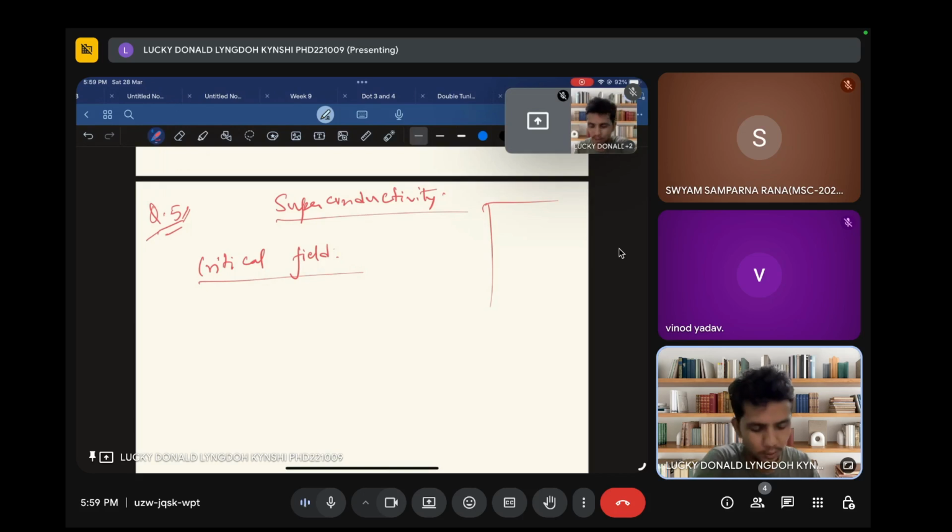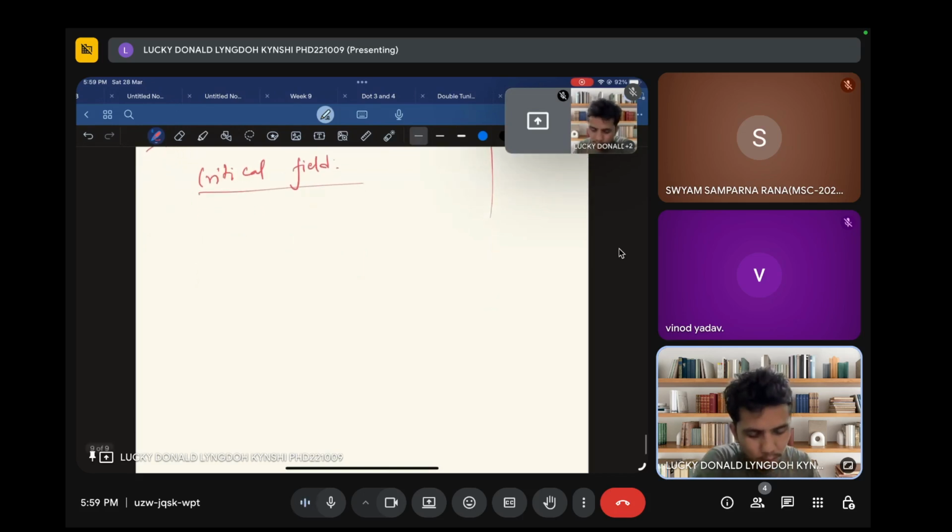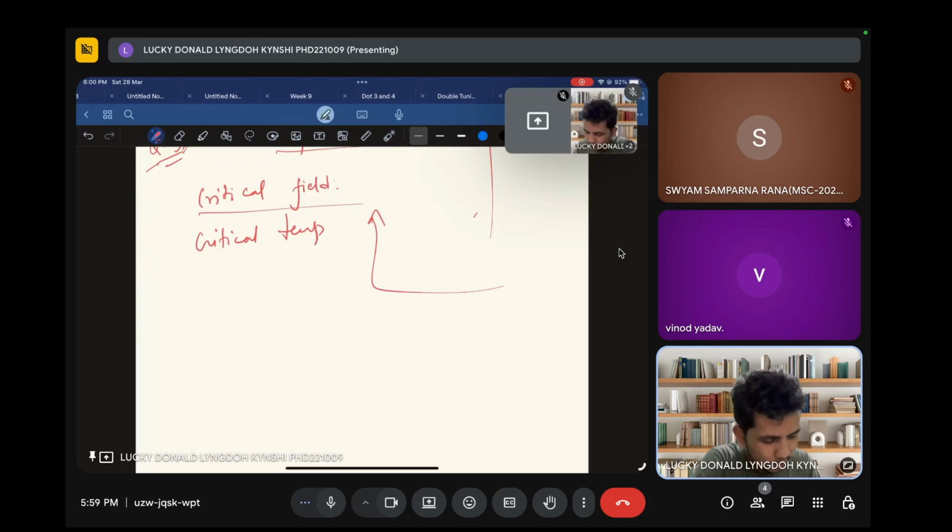If you remember, I can just draw this plot. I think you might have already seen something like this, right? Suppose this is your resistance axis, and this is your temperature axis, and this is your critical temperature Tc. So this region is called the superconductor, and above Tc it becomes a normal conductor.